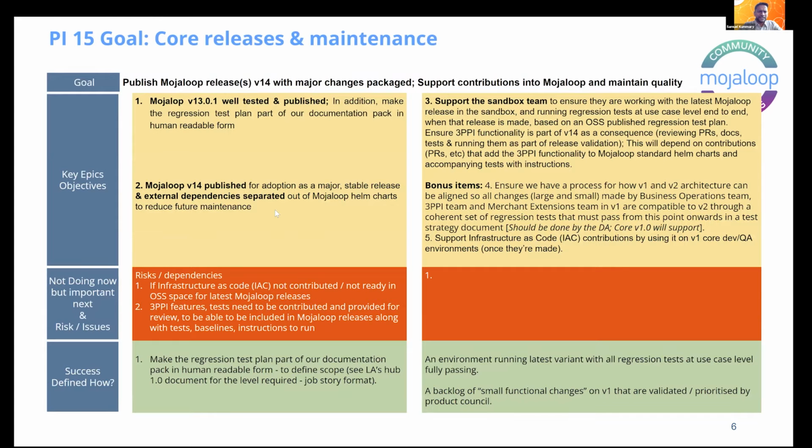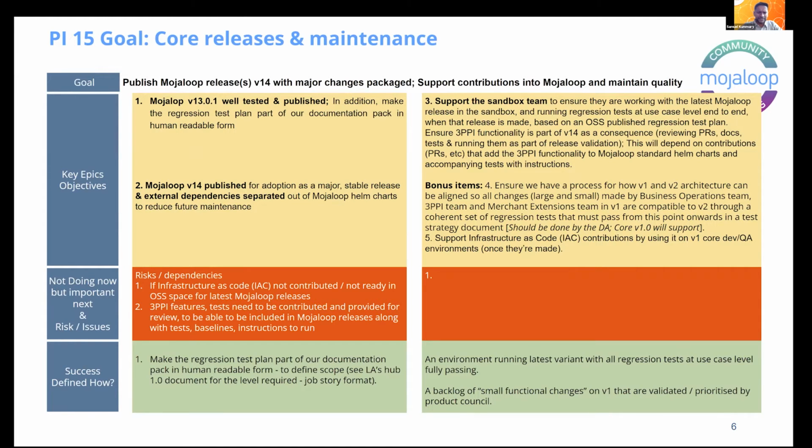So this is where we started off PI 15. We wanted to publish two significant Mojaloop releases. Version 13.01, we wanted to be well tested and published. And in addition to that, make a regression test plan part of the documentation, back in human readable form.